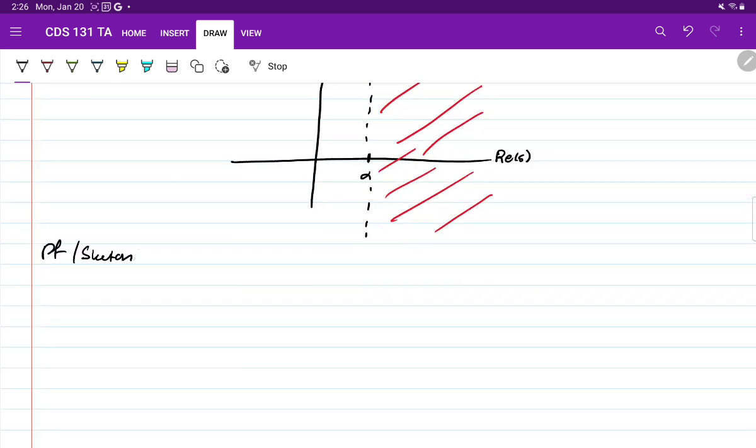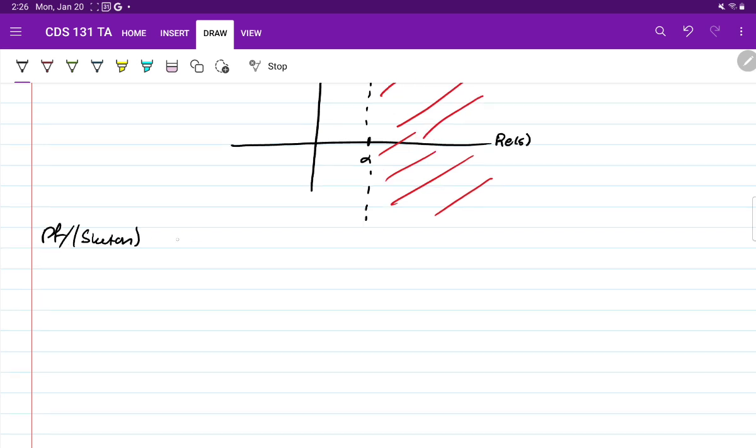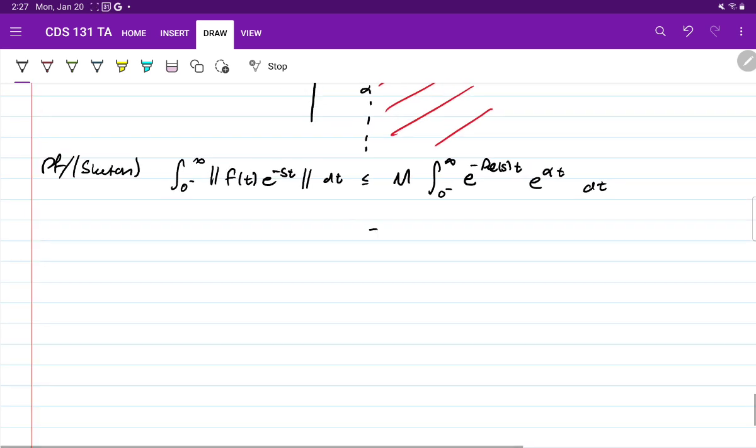So proof sketch. If I take the transform of this function f and I just take the norm of what's on the inside, the integral from 0 minus to infinity of norm f of t times e to the minus st dt will be less than or equal to some constant M times the integral from 0 minus to infinity of e to the minus real part of s times t, times e to the alpha t, where that bound comes from the exponential order, dt. Now I'll just combine these exponential terms: e to the alpha minus the real part of s, times t, dt.